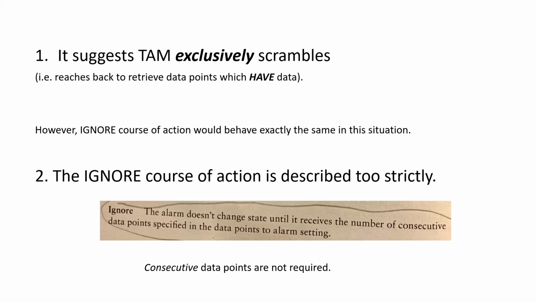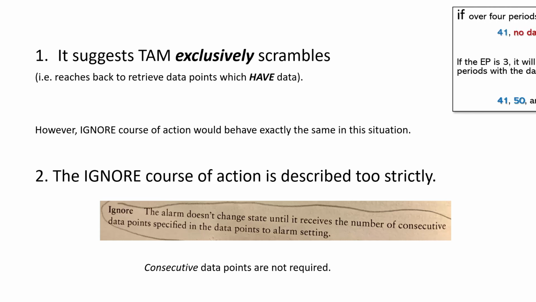The current AWS documentation would suggest that isn't correct. I believe that consecutive data points are not required. So if the data points to alarm is 3 and you've got 3 breaching data points in the ER, they will put the alarm in alarm state even if they're not consecutive. I believe that to be true.